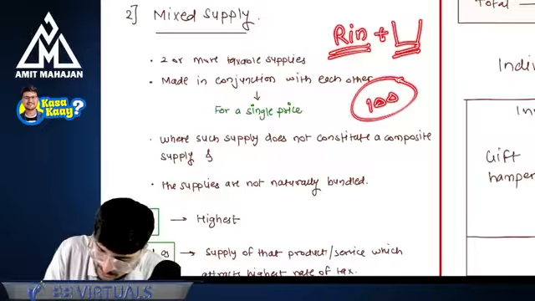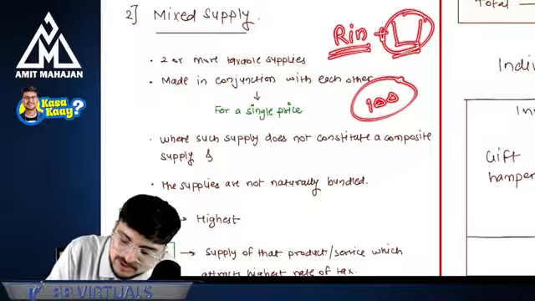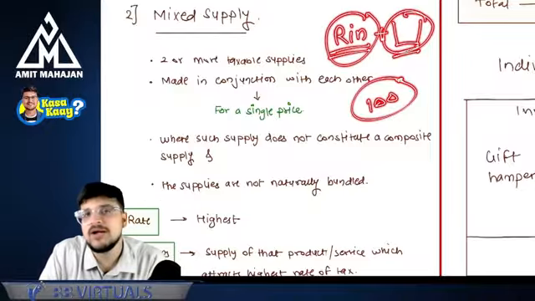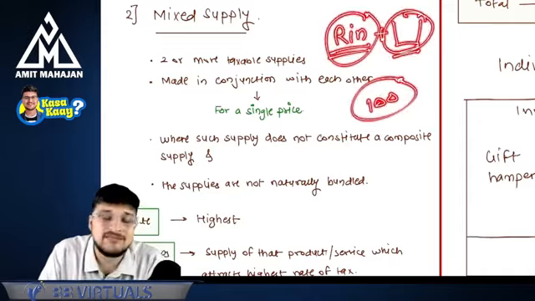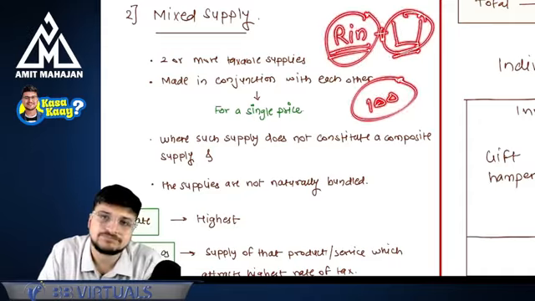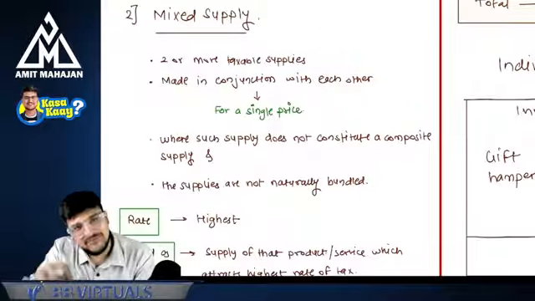The question is, is this a composite supply? No, because the bucket can be sold independently and Rin can be sold independently. It is not like I can't buy a bucket if I don't buy Rin. It is not like that. And that's why, can I say these are not naturally bundled, but artificially bundled?